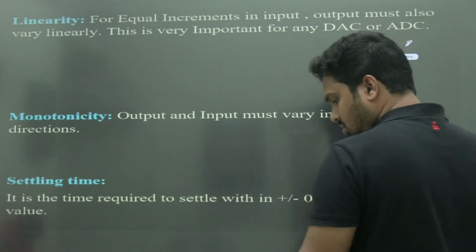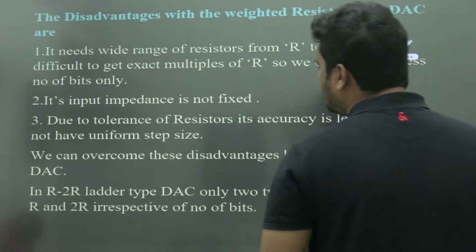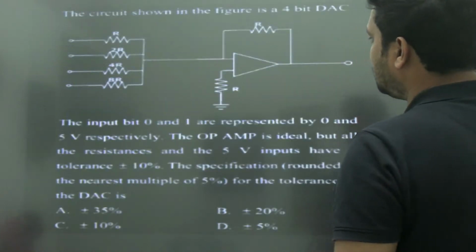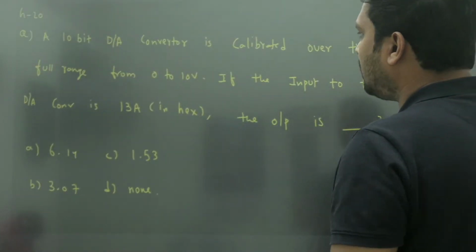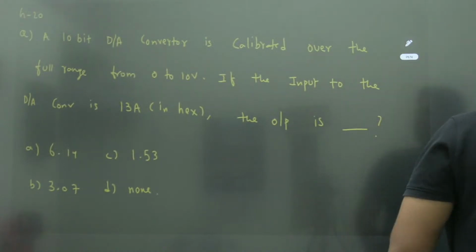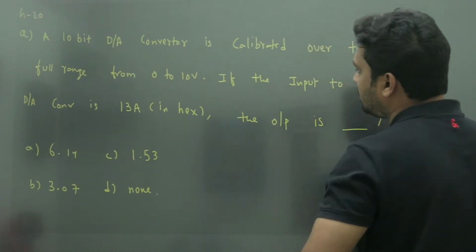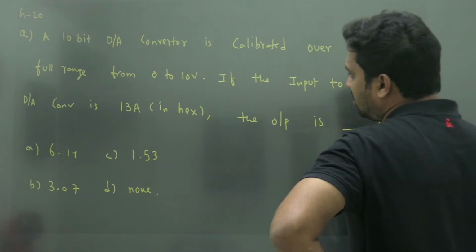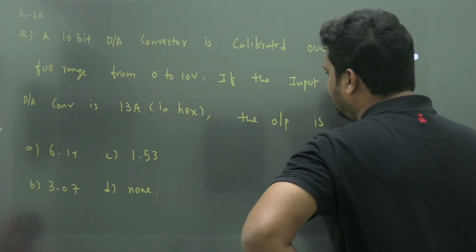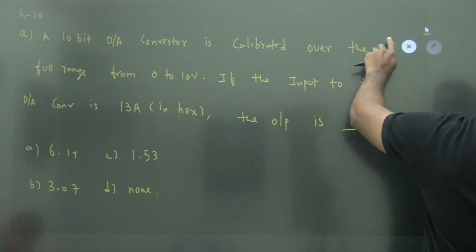So we can do a question, I think. This is the question given in GATE 2020. You have a 10-bit DAC calibrated over the full range of 0 to 10 volts. If the input to the DAC is 13A, what will be the output? You can try.